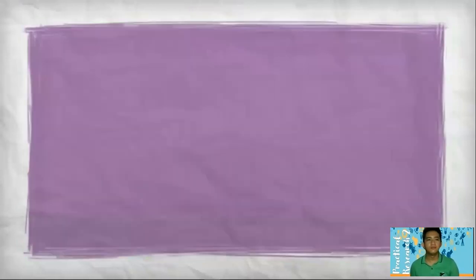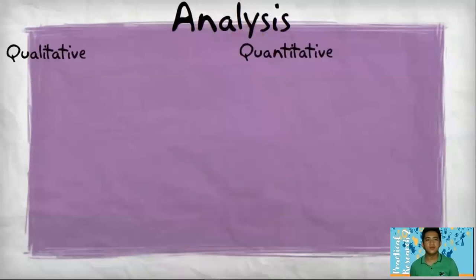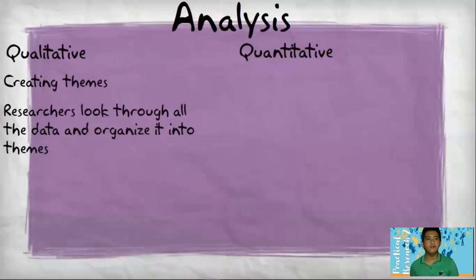Let's talk about analysis. In qualitative research, analysis is all about creating themes. Researchers read their interviews, look at documents, observations, and audiovisual materials, and then they organize all of that data, all of those words, into themes. This can take a considerable amount of time. There are often pages and pages of interview transcripts to read.